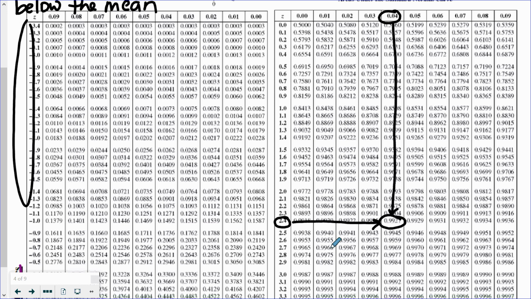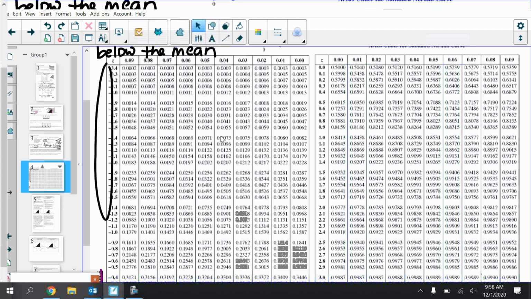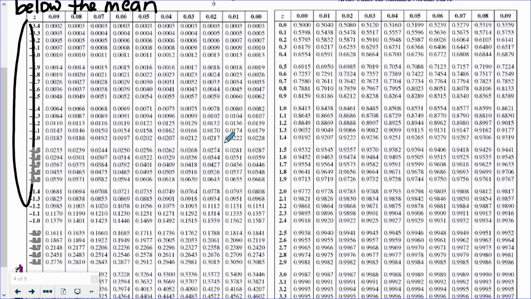So I'm just going to erase that. Some other ones that I just want to show you: what if we had 1.00? And 2.00.